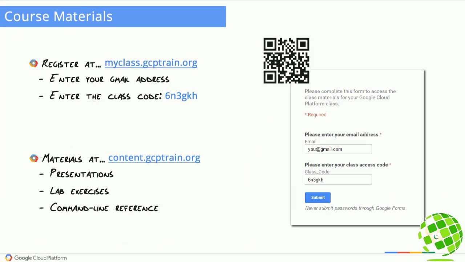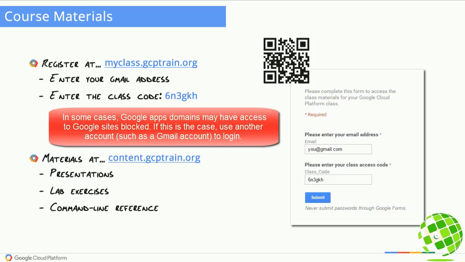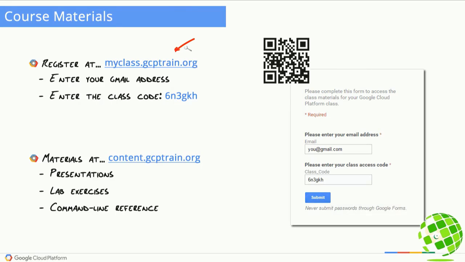Let's finish this nugget by getting you access to the course materials we'll be utilizing throughout the course. So what you'll need is a Google account. If you have a Gmail address or you have a Google Apps domain account, those will work fine. If not, head over to accounts.google.com and create one. From there, head over to myclass.gcptrain.org. That'll take you to this form right here where you can enter your email address, enter the class code 6N3GKH, hit submit, and that will register your account here for all of the internal Google materials here for CP100.